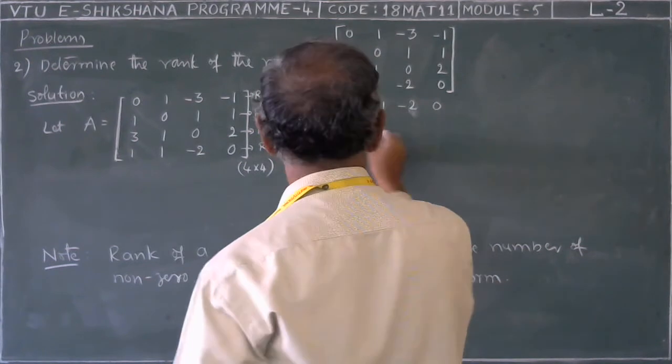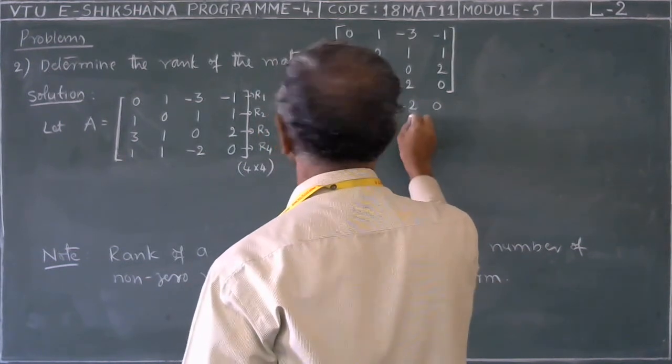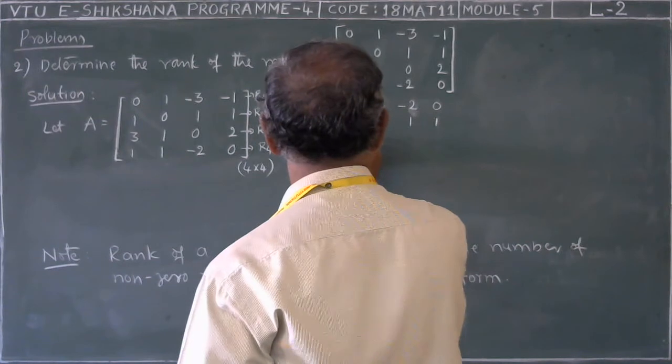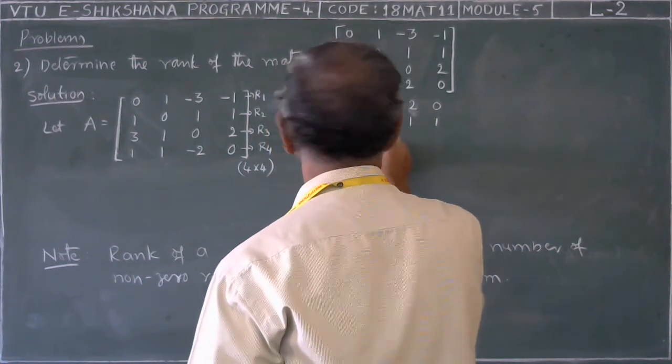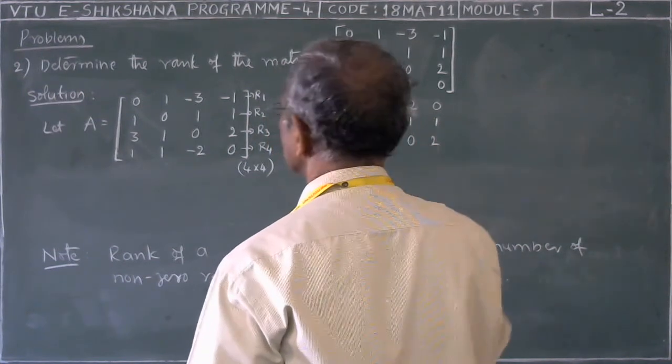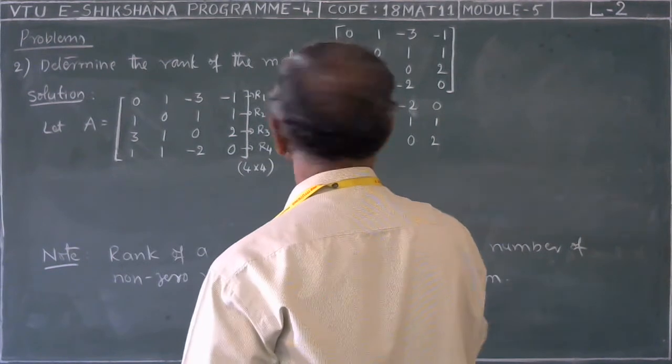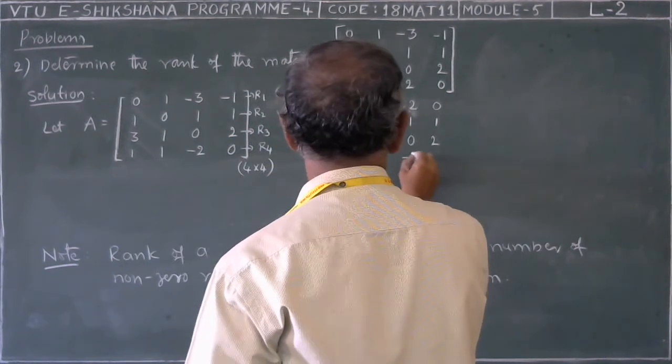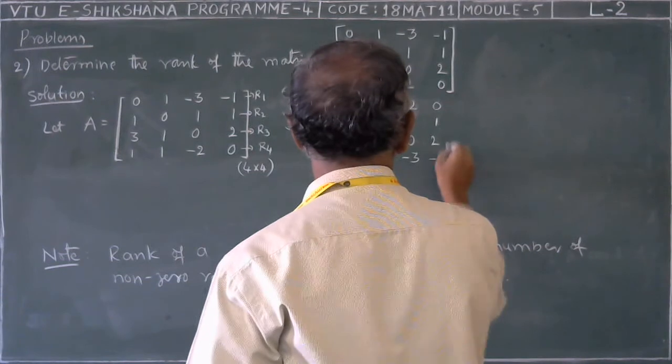Then the second row will remain as it is: 1, 0, 1, 1. The third row will remain as it is: 3, 1, 0, 2. The fourth row will become 0, 1, minus 3, minus 2.